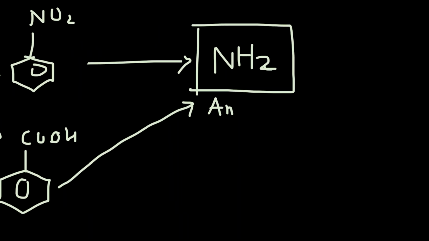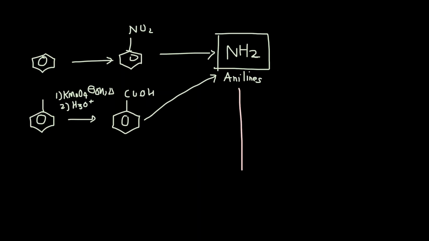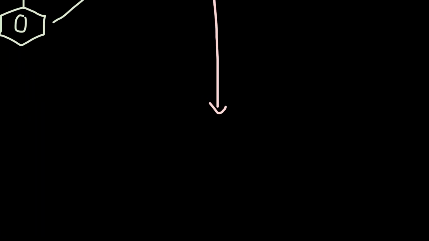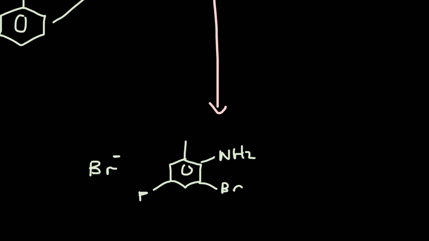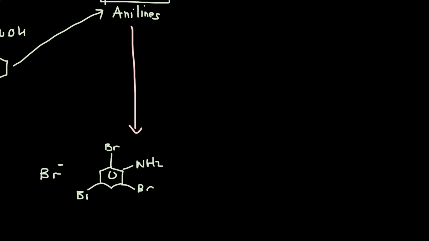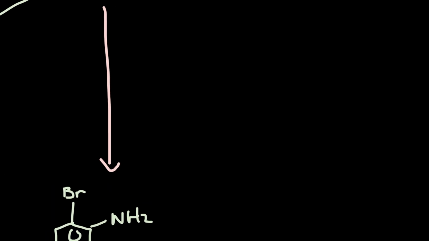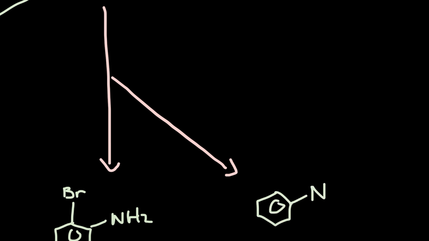However, anilines have a very special property. They are really strong ortho para directors. That means if you want to add a bromide on here, instead of getting a mono-substituted product, you would actually get a tri-substituted product, which is good if that's what you want to do. But if you only want a mono-substituted product, you will need to go through this other pathway to get to a mono-substituted product.